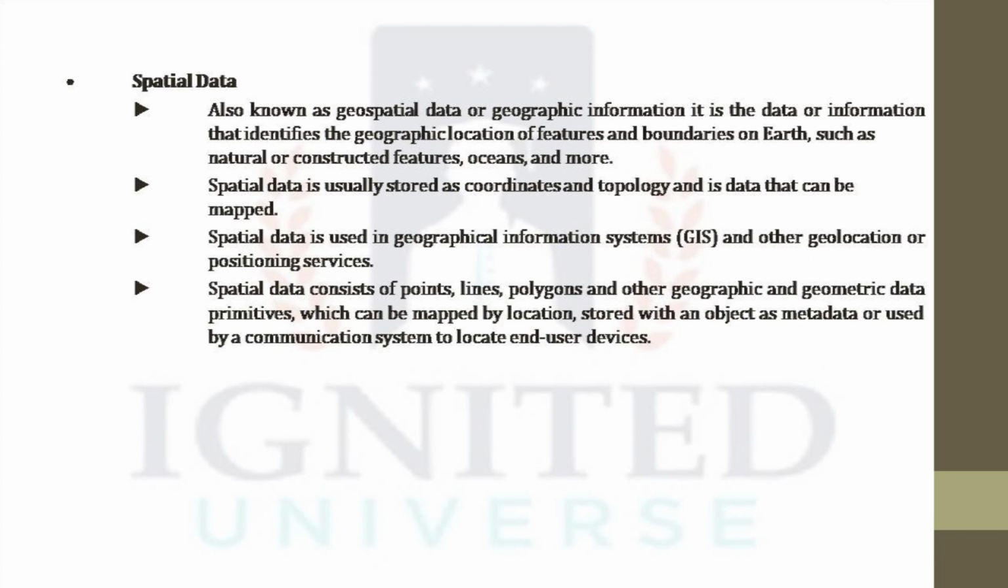So today we are having geotag data. That geotag data is basically data which is being fed as spatial data. Spatial data is used in geographical information systems and other geolocation or positioning services. Spatial data consists of points, lines, polygons, and other geographic and geometric data which can be mapped by location as metadata or can be used in communication systems to locate the end user devices.